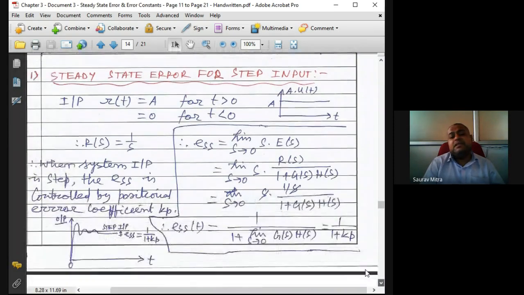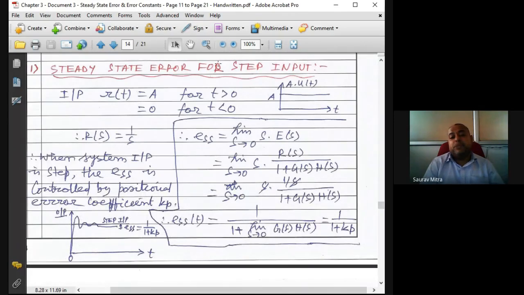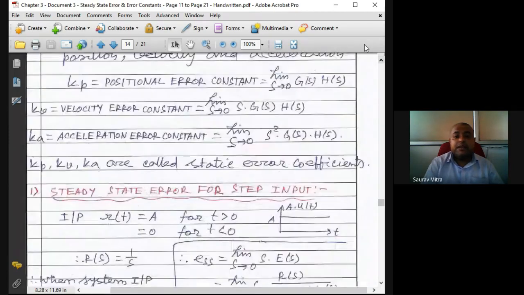If the input of the system is a step input, the direct formula is: steady state error is given by 1 by 1 plus Kp. And how to find Kp? Kp is limit s tends to 0, G(s)H(s). How to find Kv, the velocity error constant? This is limit s tends to 0, s into G(s)H(s). How to find the acceleration error constant? Limit s tends to 0, s squared into G(s)H(s).